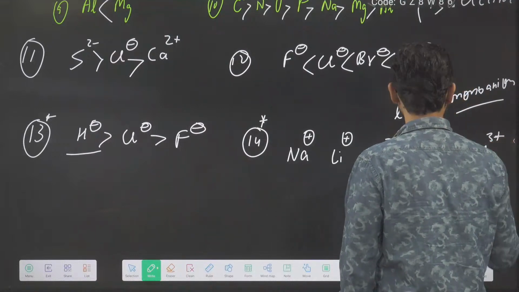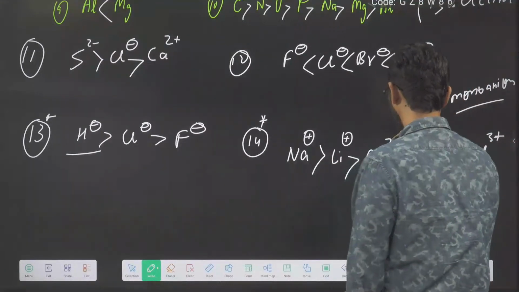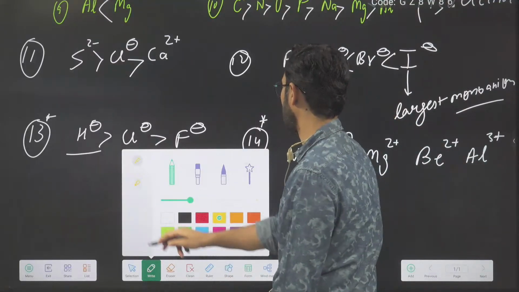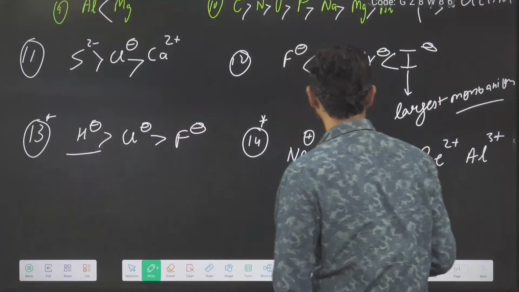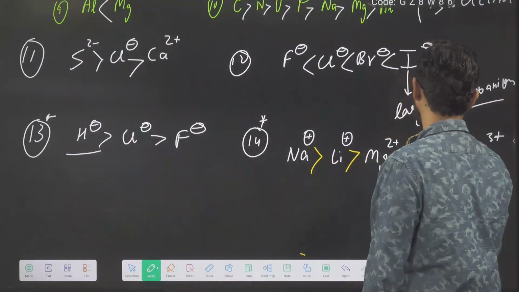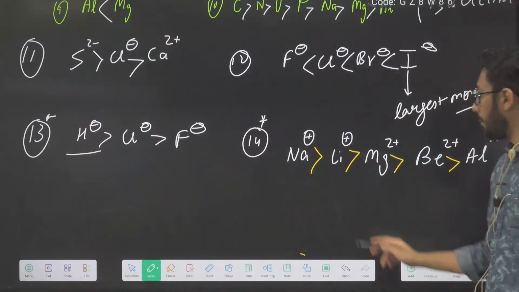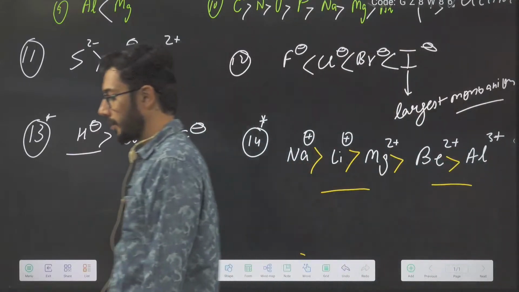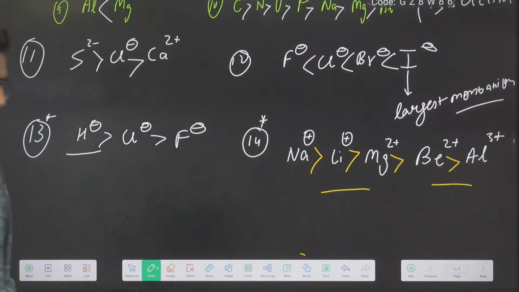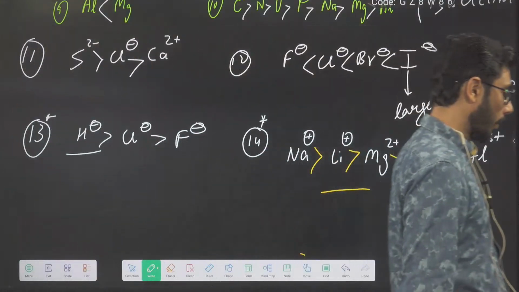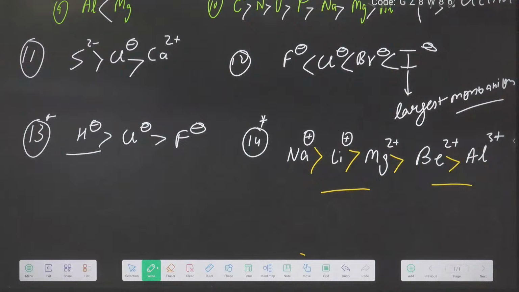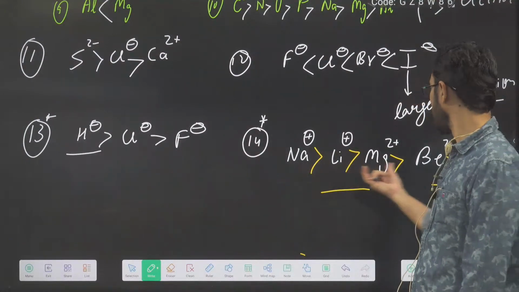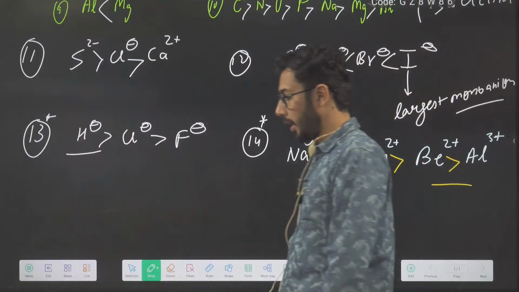This is also an important example, a module solving example. Li plus is more than Mg2 plus. The reason is that the higher Z effective of 2 plus in Mg makes it overall less as compared to Li plus 1. That is the order for ionic radius.